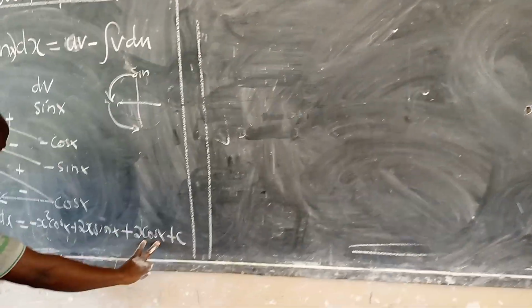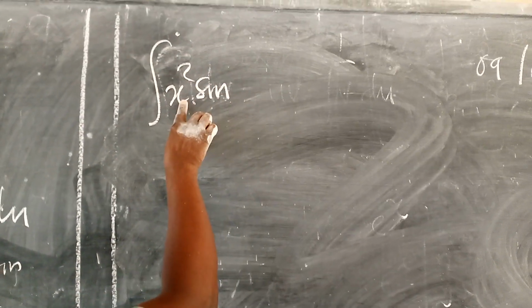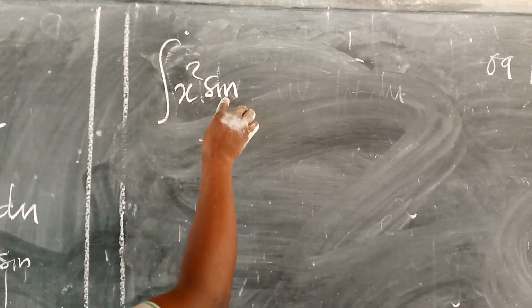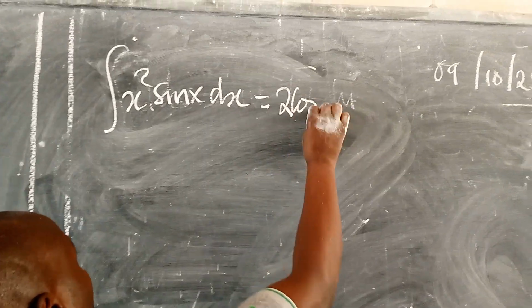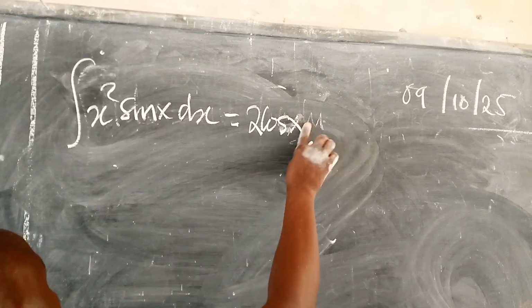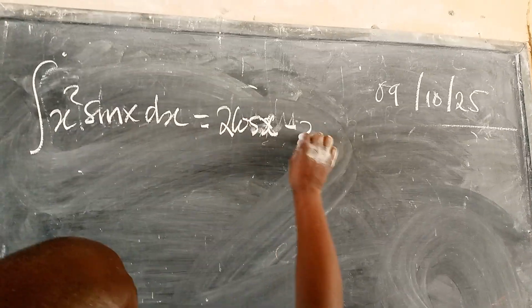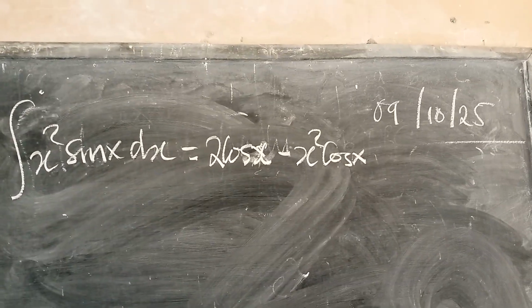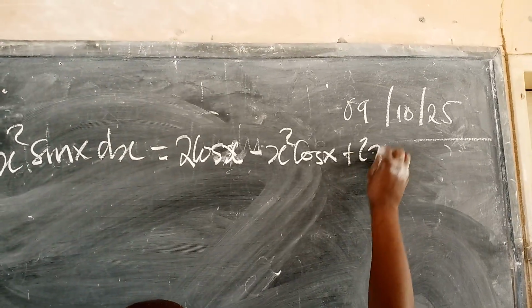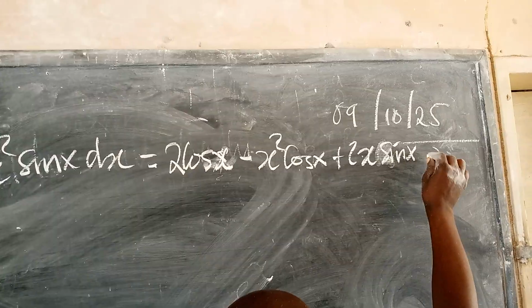I can say cos 2x and this. So it means it is as good as saying the integral of x squared sine x dx is the same as the 2 cos x, this is the cos x, which is here, minus x squared cos x, mind you. Then there is this one plus 2x sine, is it sine? Yes, sine x plus c.